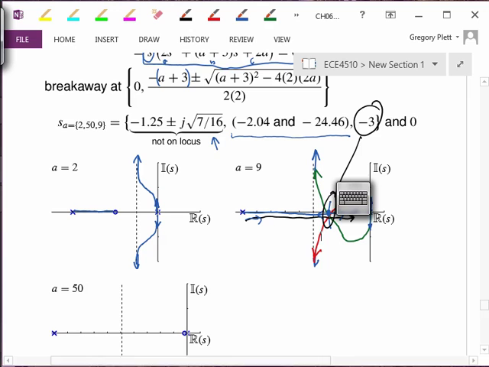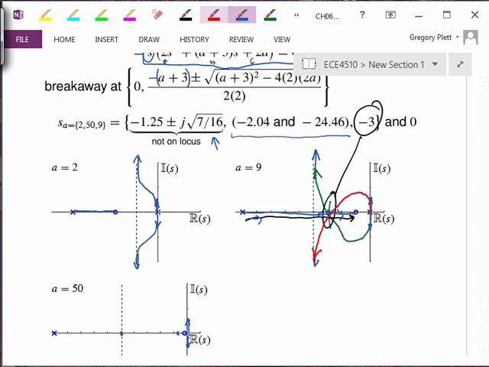Then finally, when A equals 50, we have again that the two roots go straight up and straight down there. Notice that the 0 is so scrunched in just because of the scale we have to have. And we have a breakaway or a multiple point at minus 2, which is somewhere around there, and minus 24, which is right about there.